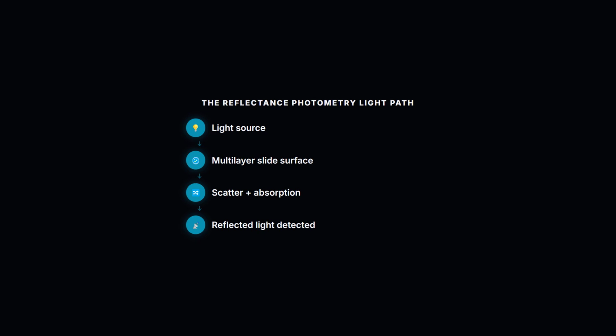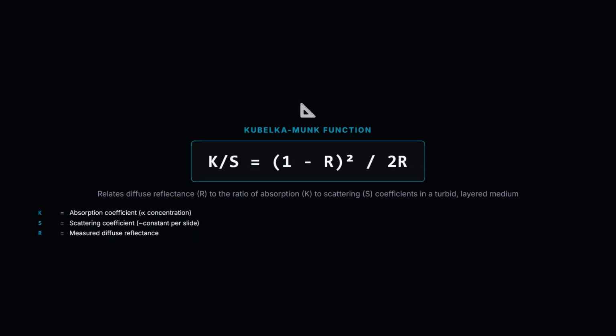Because that slide scatters light as much as it absorbs it, the simple Beer-Lambert transmission model doesn't apply. Instead, reflectance photometry uses the Kubelka-Munk function, which relates diffuse reflectance to the ratio of the absorption coefficient over the scattering coefficient, the reflectance analog of Beer's law.